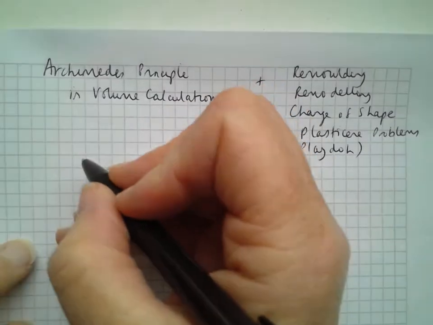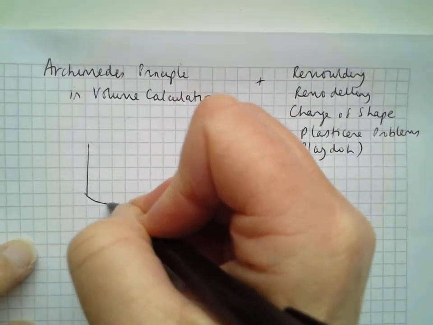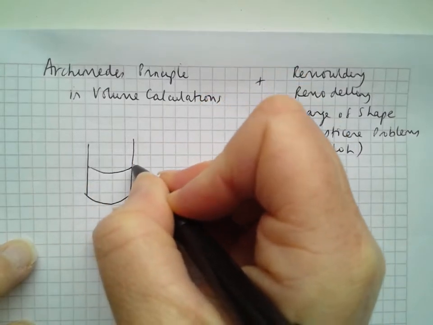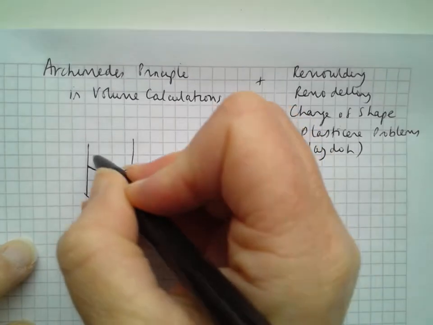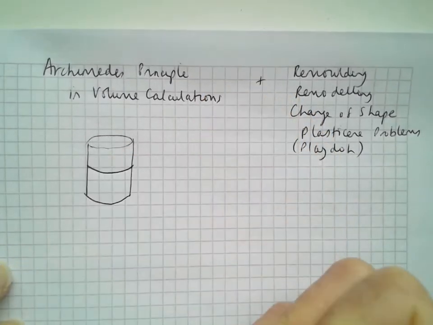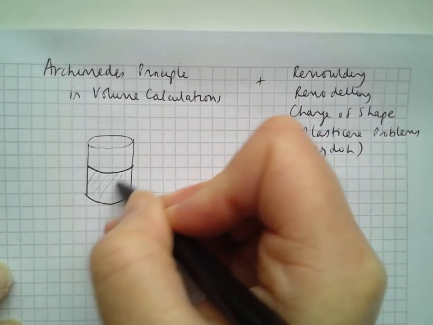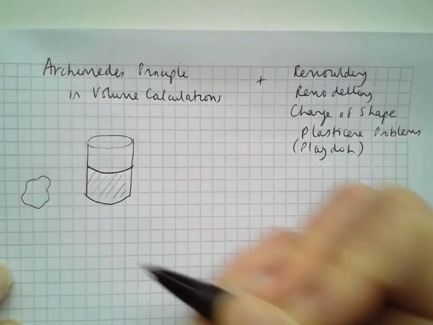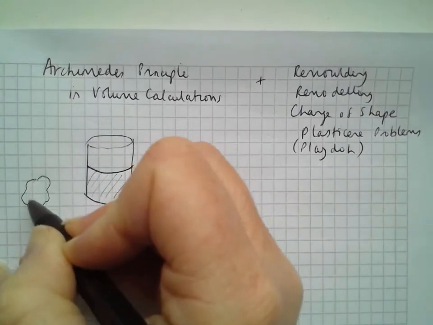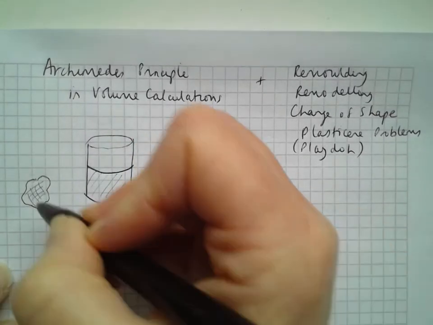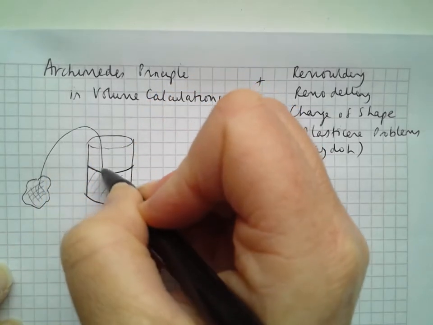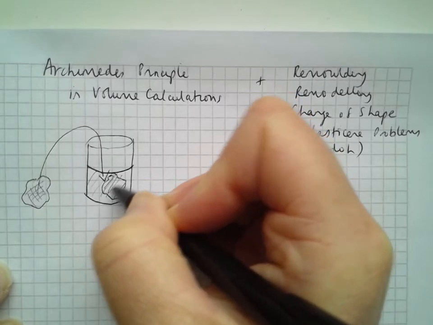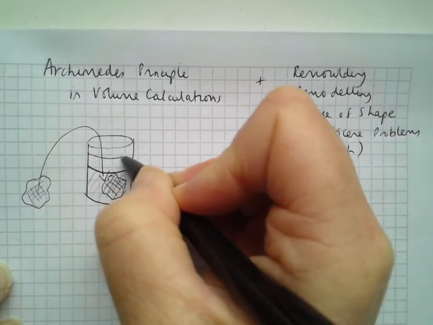So the idea being that you have this tub of water and you know how much water is in it, though it doesn't really matter how much water is in it. There's my tub, let's say it's some kind of cylinder, and then this is all water. If you take an irregular shaped object, or any object at all, there's my object, and put it into the water, then the water will rise by a certain amount.